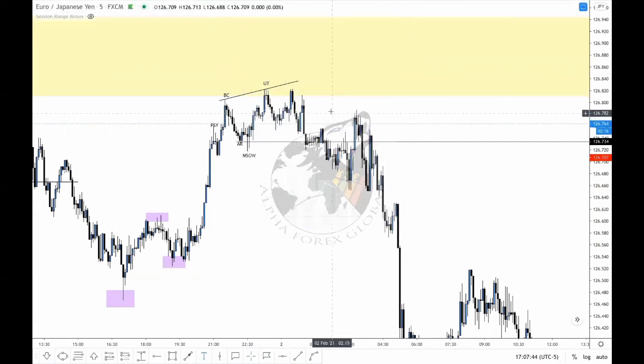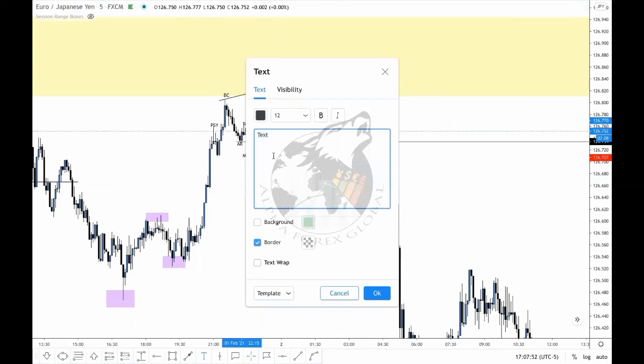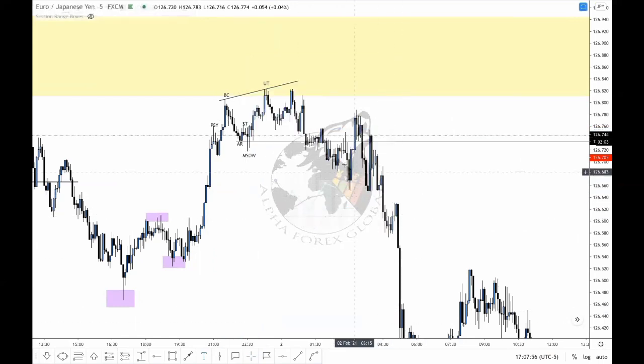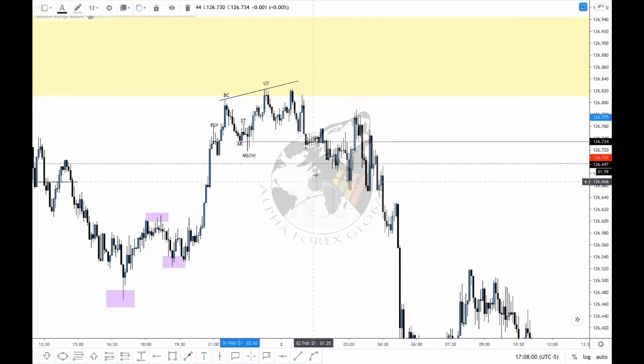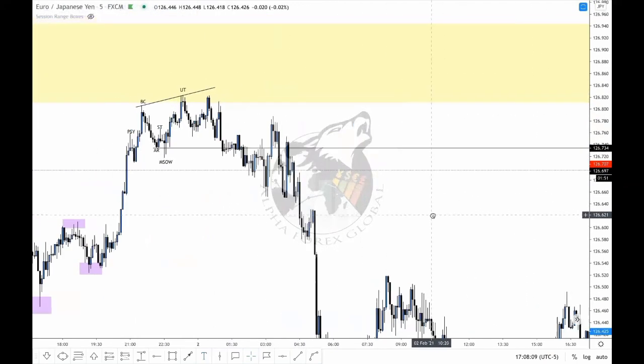Because right after we have this upthrust, right? Oh, I forgot the test. So you have your test here. So this is a distribution schematic basically. And then over here you have the sign of weakness that broke structure. So now the market needs to go back to test, right? And remember, this is the 5-minute time frame.